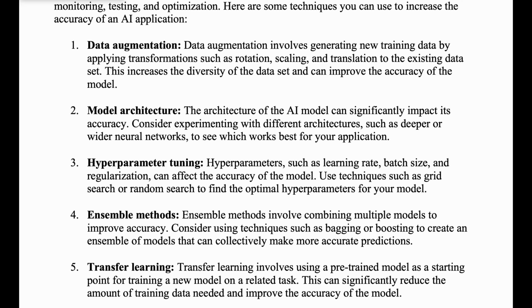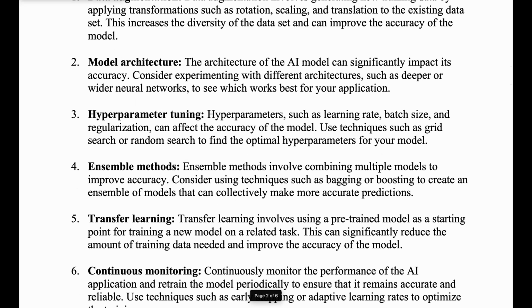Third, hyperparameter tuning. Friends, hyperparameters such as learning rate, batch size, and regularization can impact the accuracy of the model. Use techniques such as grid search or random search to find the optimal hyperparameters for your model.